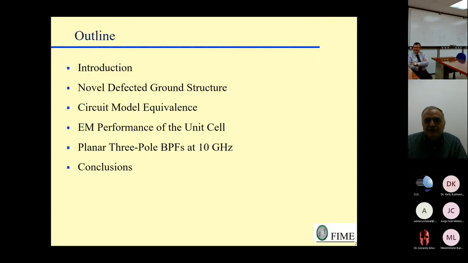The presentation is as follows. First, I will give an introduction of this work. Then I will show a novel defected ground structure, which allows me to build a distributed circuit, a distributed filter, in order to achieve bandpass filtering. Then I will show the circuit model equivalence of this structure. Then I will show the electromagnetic performance of the unit cell. Then I will move to show some details on the planar triple bandpass filter at 10 gigahertz. And then I will give conclusions.